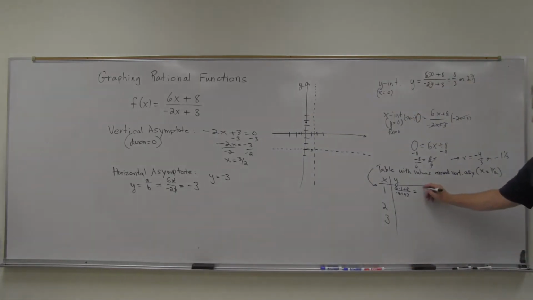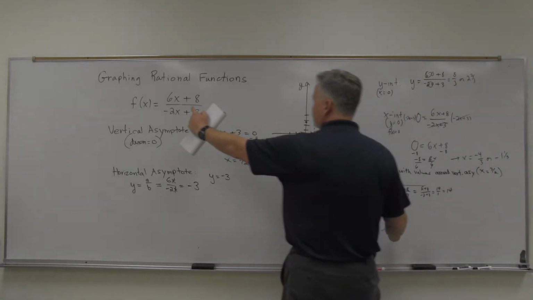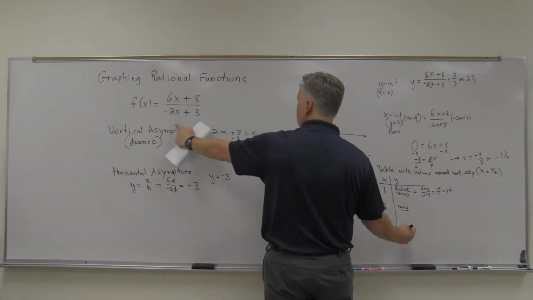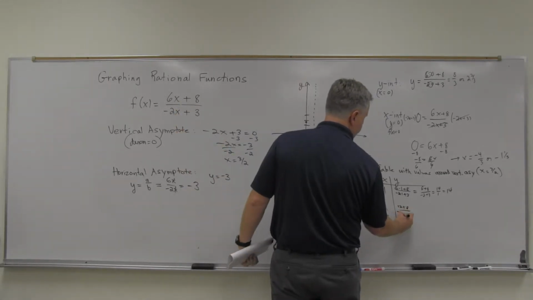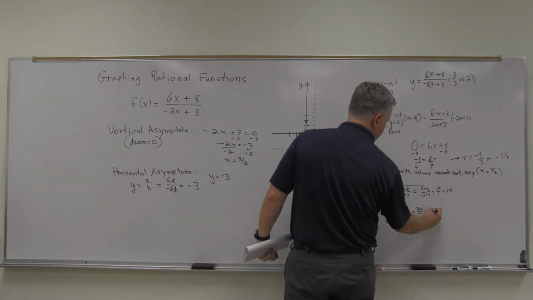So that's going to be 6 plus 8 over -2 plus 3, so let's work out 14 over 1, 14. So 1 for x, 14 for y. Then let's go ahead and do 2 and 3. So same thing, plug in x to be 2, so it'd be 12 plus 8 over -4 plus 3. So that's 20 over -1, that's -20.